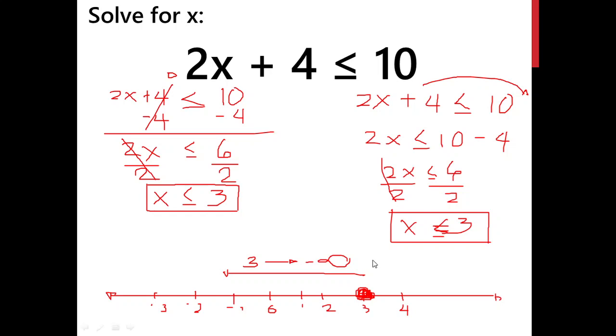Now our next example, I want you to do this on your own and kindly use the comment section for your answer. So I hope you learned something today. I hope you learned when to use the open circle and closed circle in plotting the result in the number line.